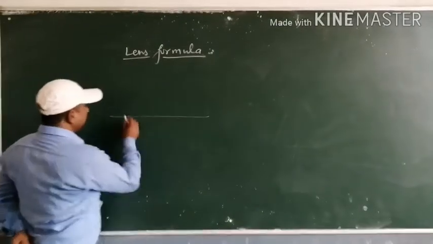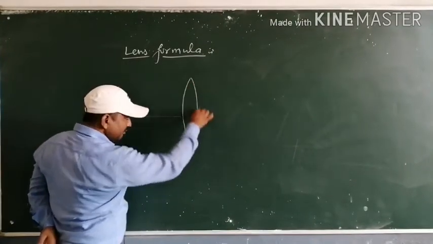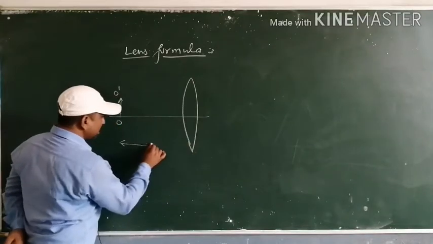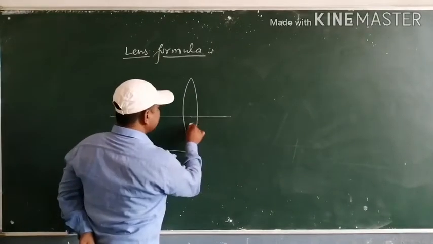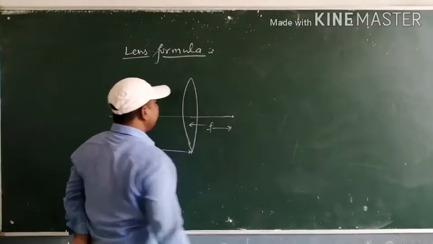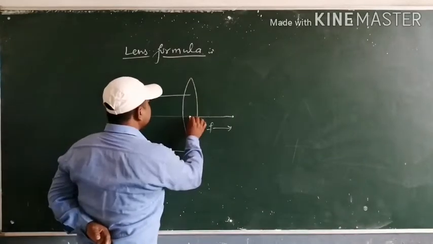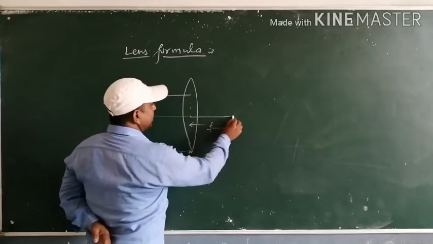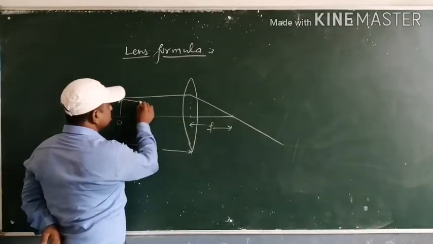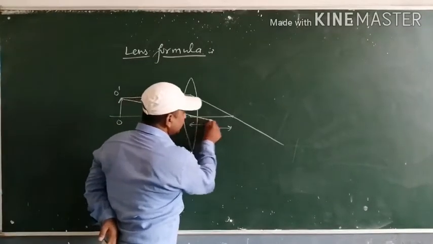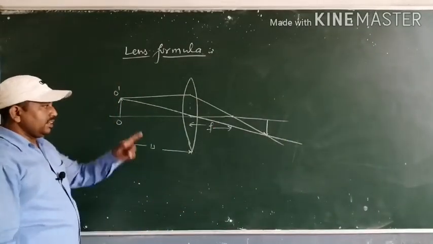Suppose that we have an object placed at point O dash and a convex lens is placed at a distance of u from the object, and the focal length of such a lens is f. Then suppose the image formed with the help of such a lens is at point I dash, which is placed from the lens at a distance of v. Here will be the position of the image.